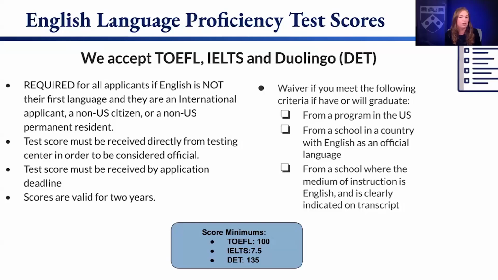So is it possible to get a waiver? Yes, for a number of different reasons. If you do have a degree or will have a degree by the time you matriculate from a program in the US, undergraduate or graduate, that will be a waiver you can apply. If you have a degree from a school where English is the official language, that can also have a waiver applied. Or if your school actually has the medium of instruction in English and is indicated so on the transcript, that can also be eligible for a waiver.